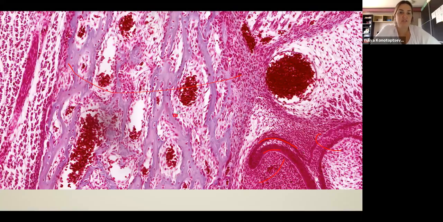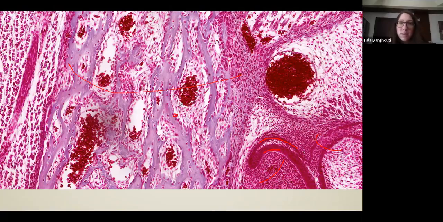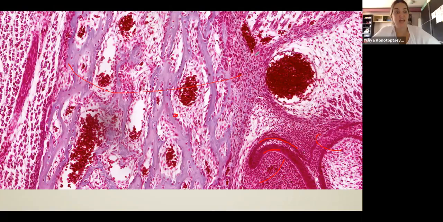So how do you know that this is bone and not cartilage? Because it might look like cartilage, right? To answer this question, you first have to talk about the staining. What is the staining here? It's not H&E. So what is the staining? Azan? Very good. This is Azan staining.